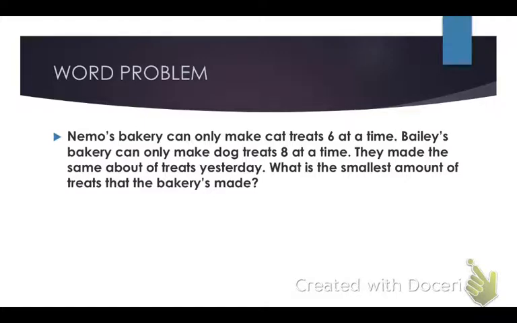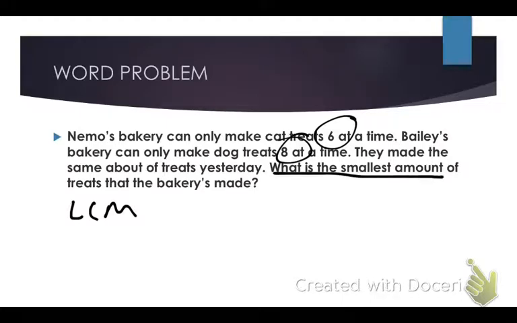So here we go. It says Nemo's Bakery can only make cat treats 6 at a time. So we know we're going to use the number 6. And Bailey's Bakery can only make dog treats 8 at a time. They made the same amount of treats yesterday. What is the smallest amount of treats that the bakeries made? I know that this is a least common multiple question because it says these key words. What is the smallest amount? So what that tells me is that we're going to find the least common multiple.